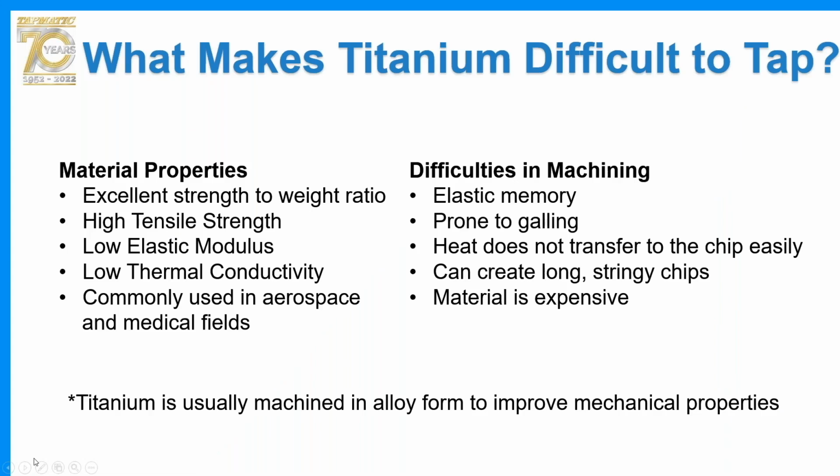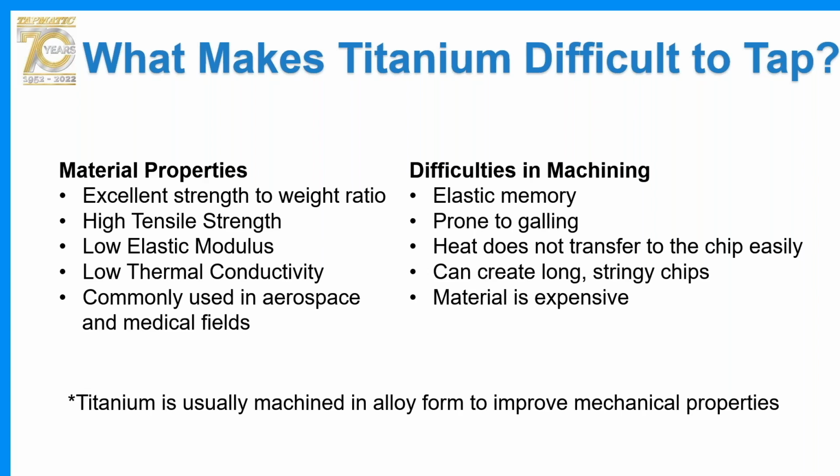So what makes titanium difficult to tap? If you look at the material properties of titanium, it has very high tensile strength, especially relative to its weight. It has a low elastic modulus, which means it likes to deform easily. It has very low thermal conductivity, and because of this, it's commonly used in aerospace and medical fields.